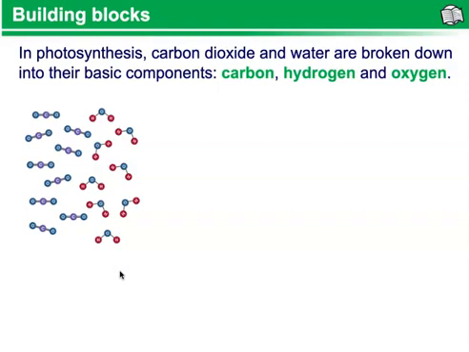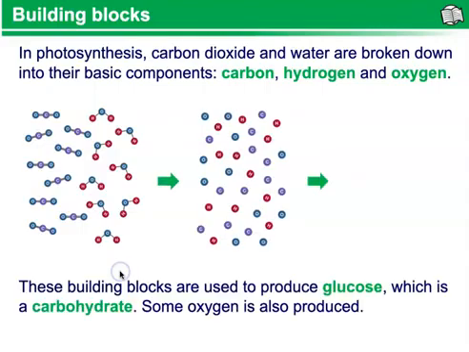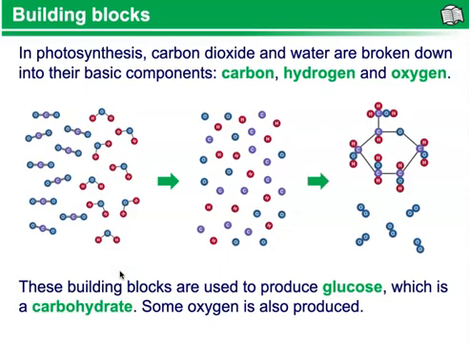Building blocks. In photosynthesis, carbon dioxide and water are broken down into their basic components: carbon, hydrogen, and oxygen. These building blocks are used to produce glucose, which is a carbohydrate. Some oxygen is also produced, and it's given off as a byproduct. Later, we will discover that oxygen is useful for plants and animals as it is needed for respiration.